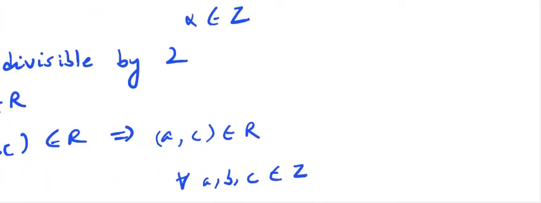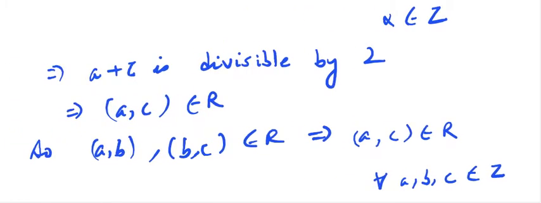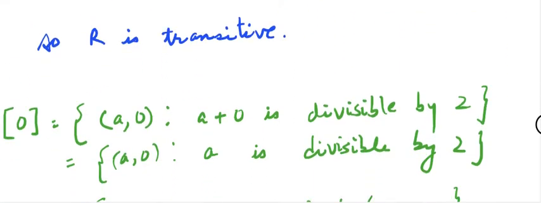How we are going to find it? We will write it in the definition form first, and we will write the equivalence class of 0 is {a : (a, 0)}, all the elements in Z which are related with 0. So we will write (a, 0), all a which are related with 0, which means a plus 0 is divisible by 2, which means a plus 0, the same as a, is divisible by 2.